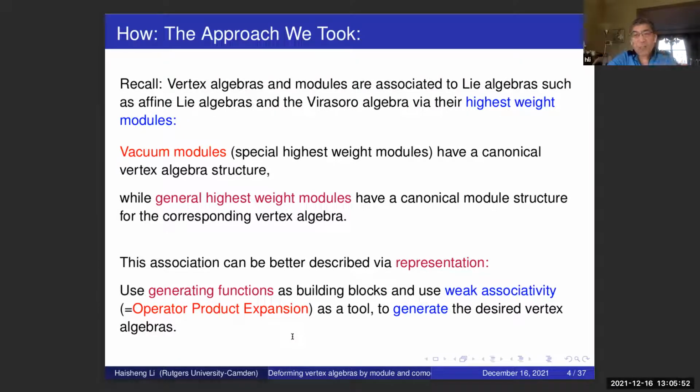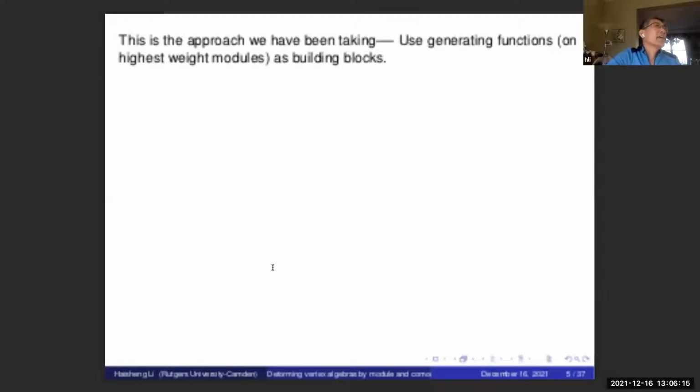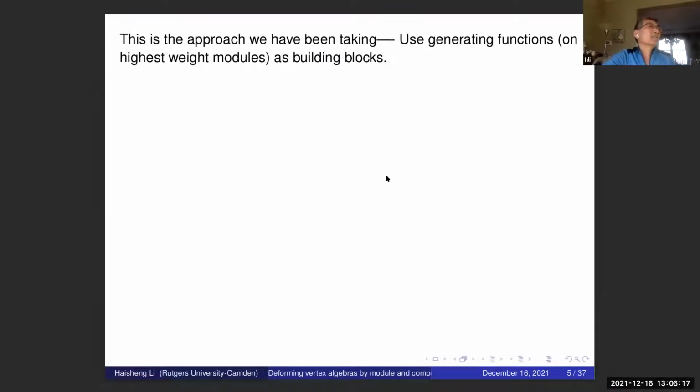Basically, we do not just assume a certain type of vertex algebra structure. Instead, we want to start from some concrete object, generating functions. Then let's try to generate something. What do we get? Then we study the structure. So that's the idea, and this is the approach we are taking in the whole thing.